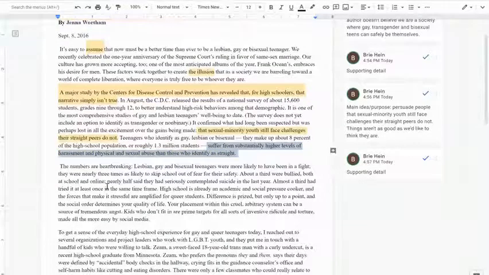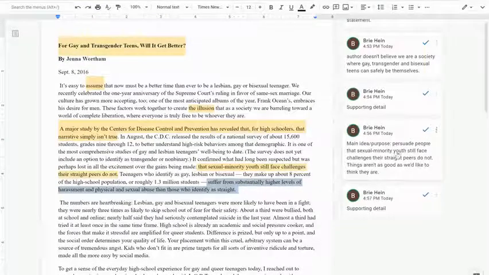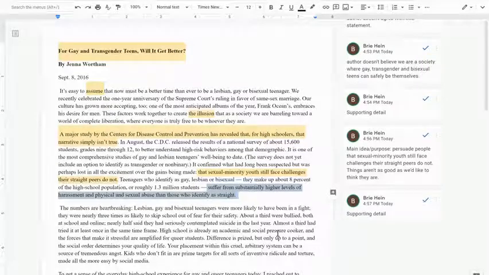Right, and then I would continue reading to find some more supporting details, as well as to just continue to confirm that this is my main idea and the purpose of the text. So that, in a nutshell, is how you identify the main idea of a passage.